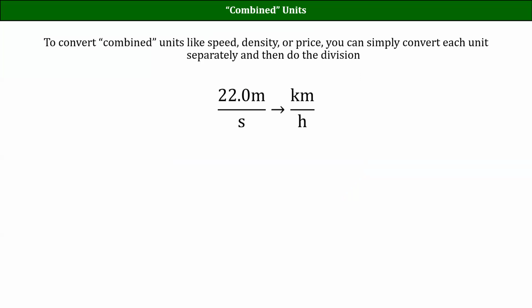All right. Other weird units. If we want to convert combined units, there are a couple of ways to do that. For instance, say we had 22.0 meters per second. We measured somebody running and we wanted to convert that into, say, kilometers per hour. How can we do that?